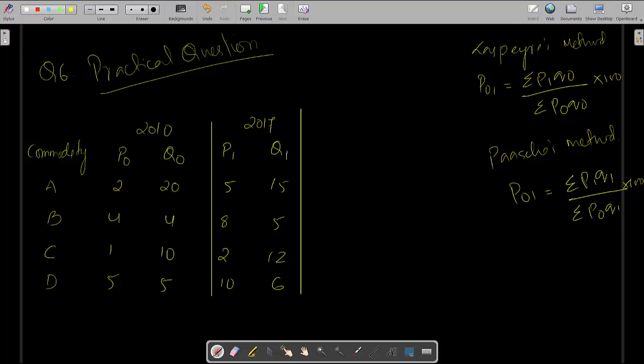So what you can do is simply, the first one is P1 Q0, so you write down here P1 Q0. Next, it's P0 Q0, right? So you just write P0 Q0. Next is P1 Q1.